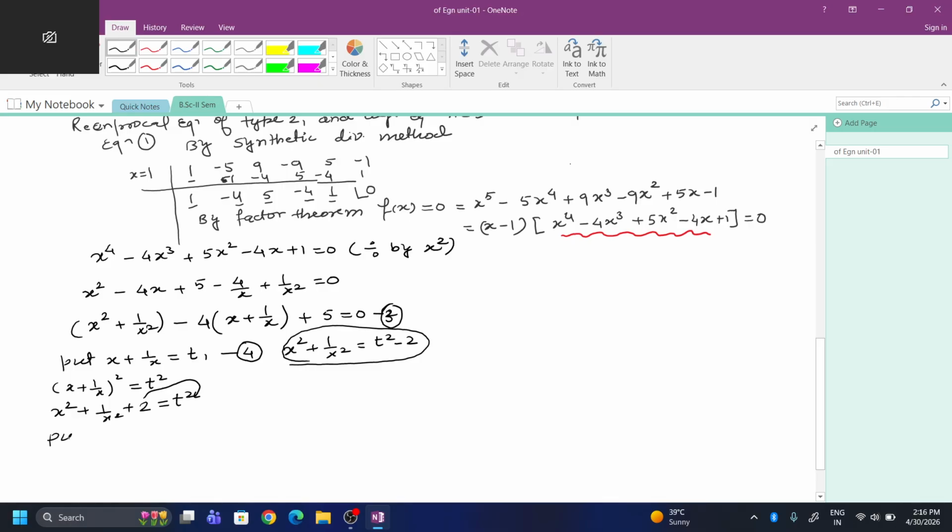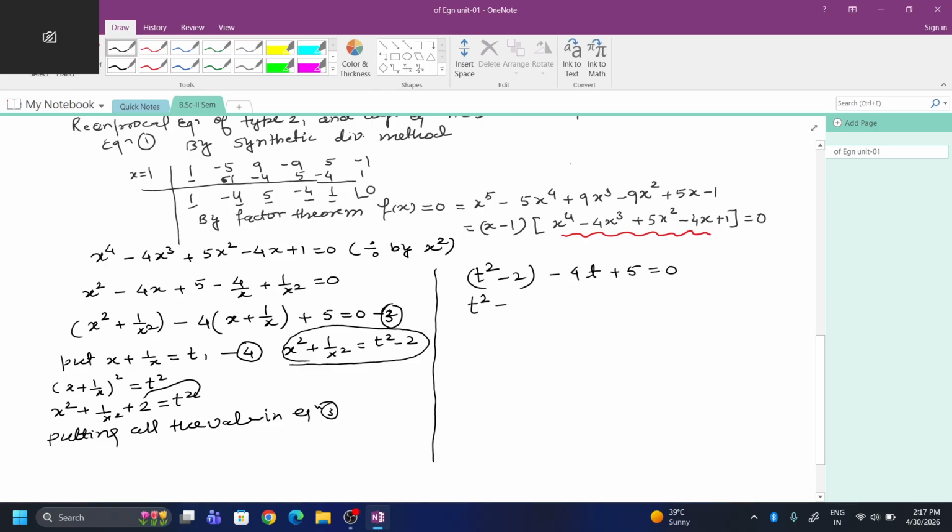Now putting all the values in equation number 3. So we have the (t square minus 2) multiplied by 4t plus 5, it is equal to 0. So after simplification, we get t square minus 4t plus 3, it is equal to 0.